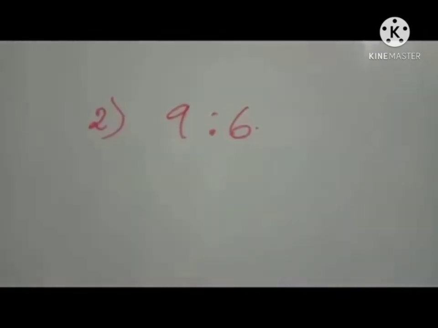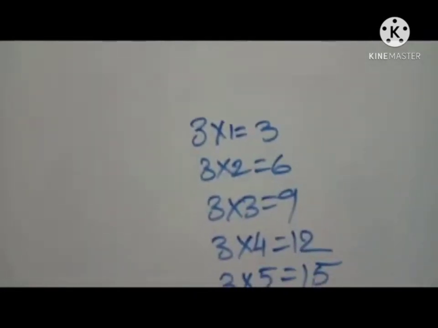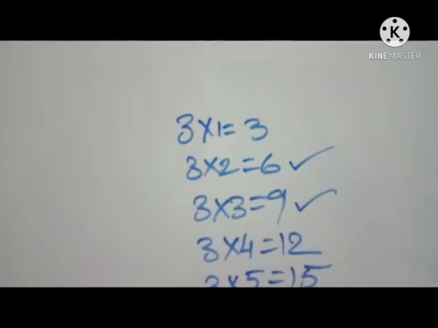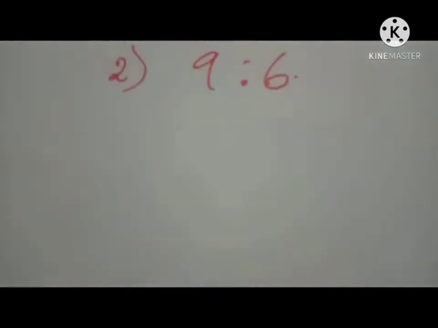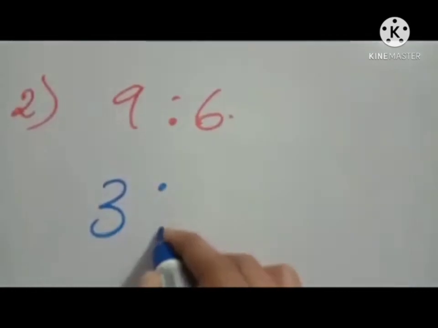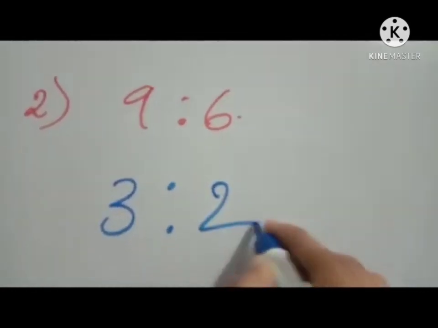Children, 9 is to 6. Are 9 and 6 there in the 3 table or not? Yes, very good. 9 is there in 3 threes and 6 is there in 3 twos. So, which number here do we have to write? Which number at first do we have to write? Yes, 3. Afterwards, what do we have to do? The symbol of ratio is to.